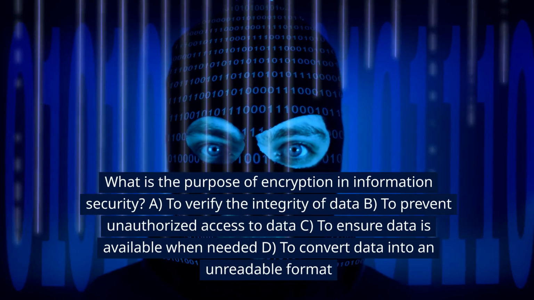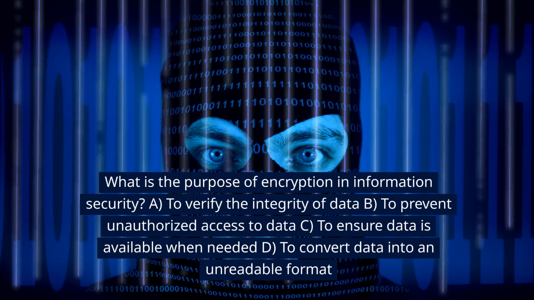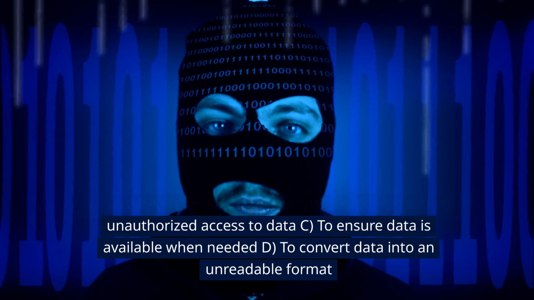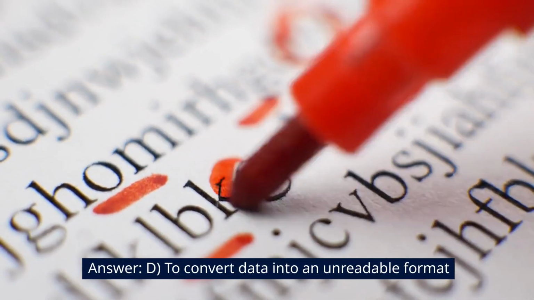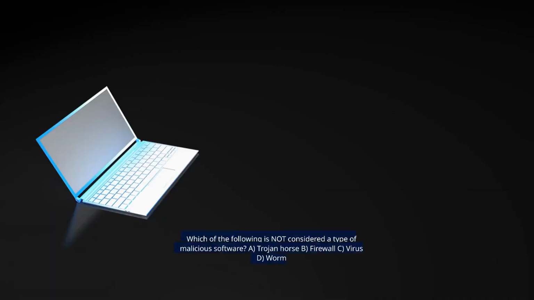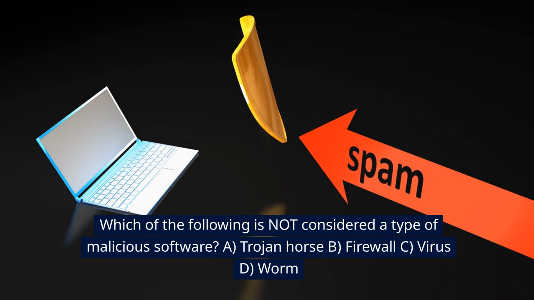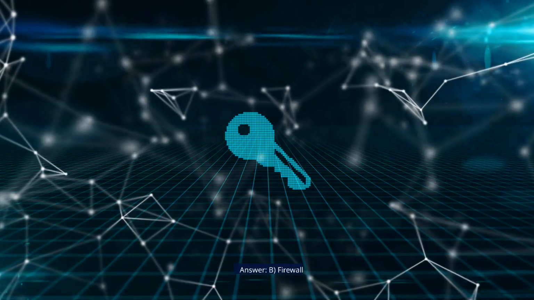What is the purpose of encryption in information security? A. To verify the integrity of data. B. To prevent unauthorized access to data. C. To ensure data is available when needed. D. To convert data into an unreadable format. Answer: D. To convert data into an unreadable format. Which of the following is not considered a type of malicious software? A. Trojan horse. B. Firewall. C. Virus. D. Worm. Answer: B. Firewall.